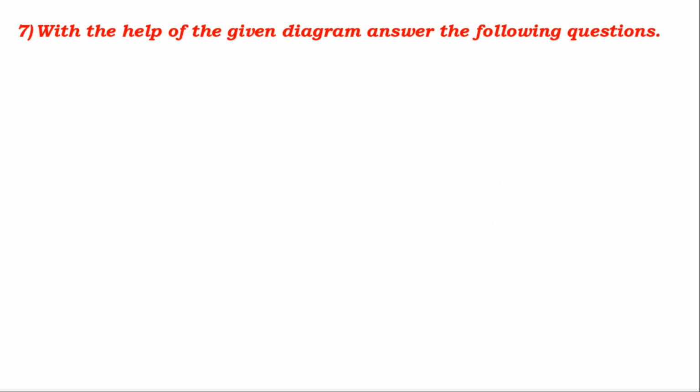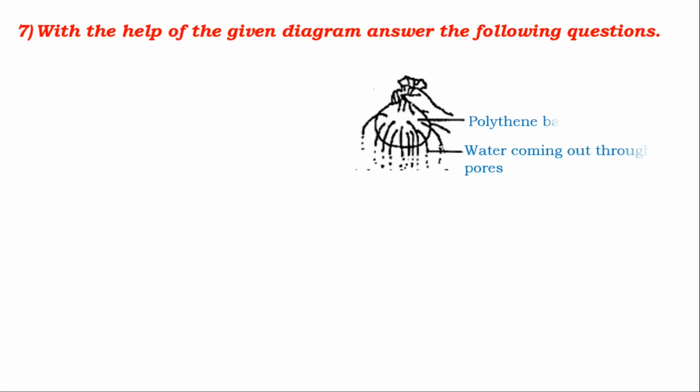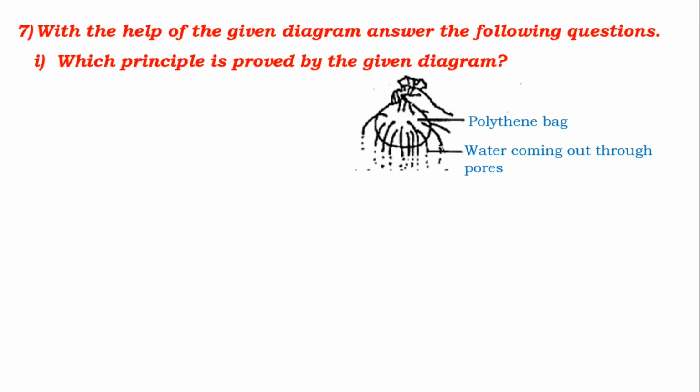With the help of the given diagram, answer the following questions. In the diagram a polythene bag is shown and it is being squeezed, and water is coming out through different pores. Now, which principle is proved by the given diagram? Certainly it is Pascal's law, because pressure exerted at a point is transmitted to other points.